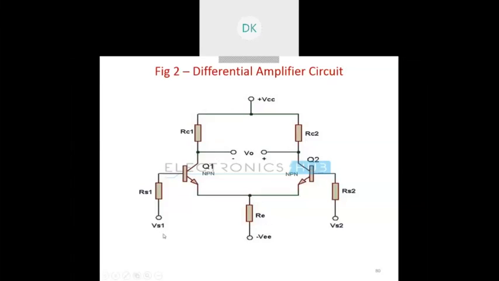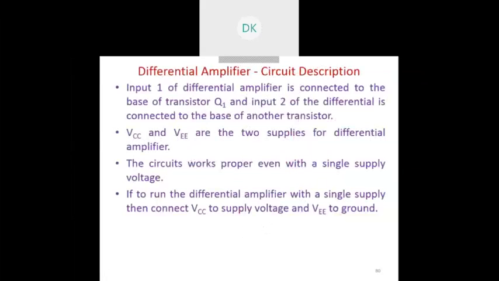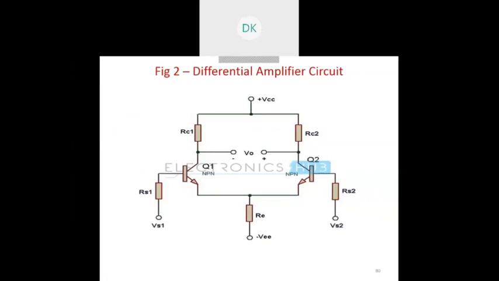VS1 is the first input signal. VS2 is the second input signal. Plus VCC and minus VEE are given. These two supplies, plus VCC and minus VEE, are generally equal in magnitude. Q1 and Q2 are identical in nature. Suppose you want to use only one supply here, plus VCC will be there. Instead of minus VEE, ground can be connected.